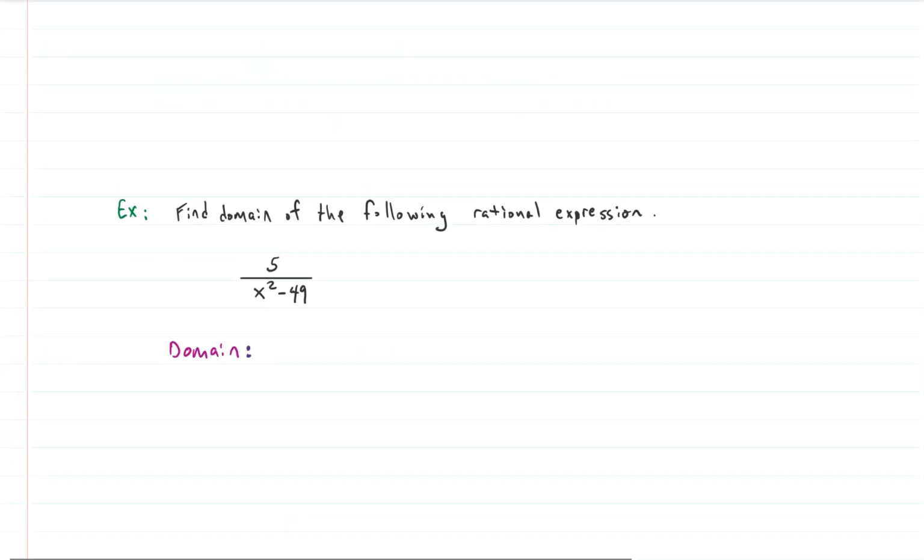Let's do it again. Find the domain of this rational expression: 5 over x squared minus 49. Again, we are looking at where the denominator equals 0. So we'll take it and set it equal to 0. We have x squared minus 49 equal to 0. If we factor that, it's the difference of squares. It factors into x minus 7 and x plus 7.